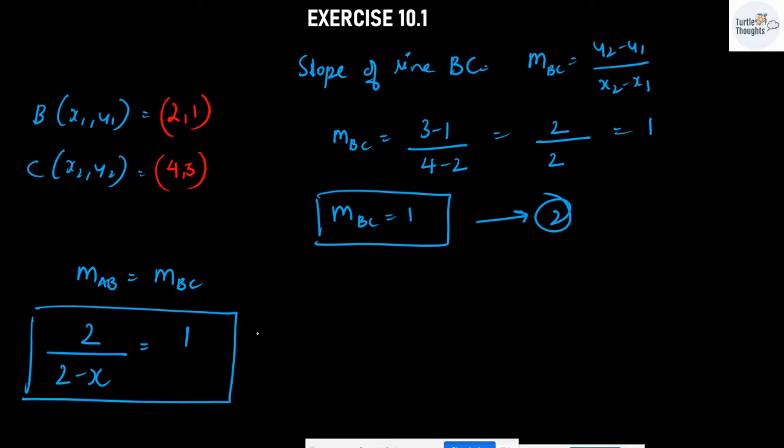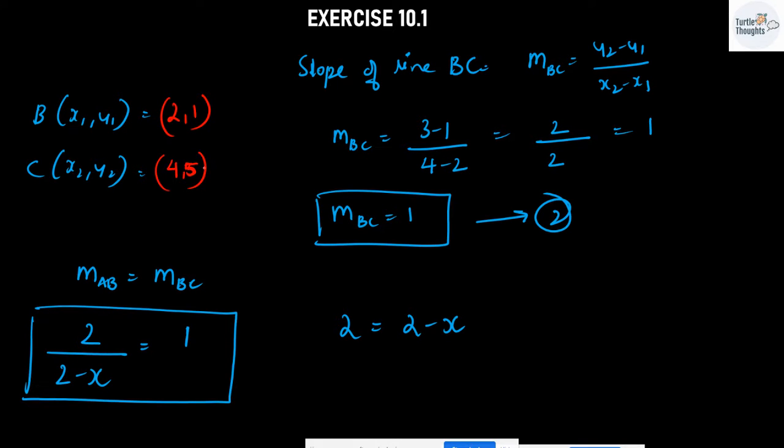Okay, now what will be my answer? I can just cross multiply. 2 is going to be 2 minus x, right? Okay, so your answer is going to be x is equal, sorry, have we done any mistake over here? Let me just check. 3 minus 1, correct. 4 minus 2, this is 4 comma 5.